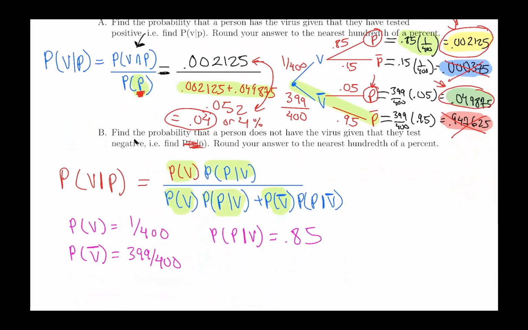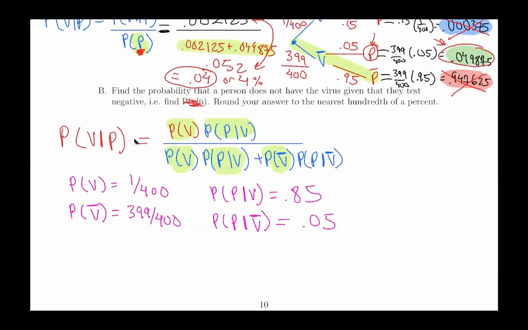So the last probability we're going to find is the probability they test positive given they don't have the virus. So how many people will test positive given they don't have the virus? Yeah, 0.05. So all we have to do is substitute everything in.